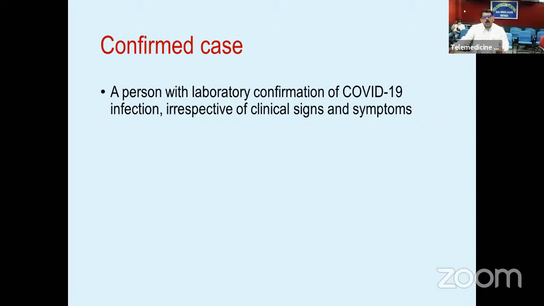So if you have strong suspicion, you have to repeat RT-PCR, even if the patient is negative for the rapid antigen test. TrueNat, CBNAAT also the same, we just screen, and if it comes positive, we repeat with the RT-PCR and declare the patient positive. Testing has gone up in the state.